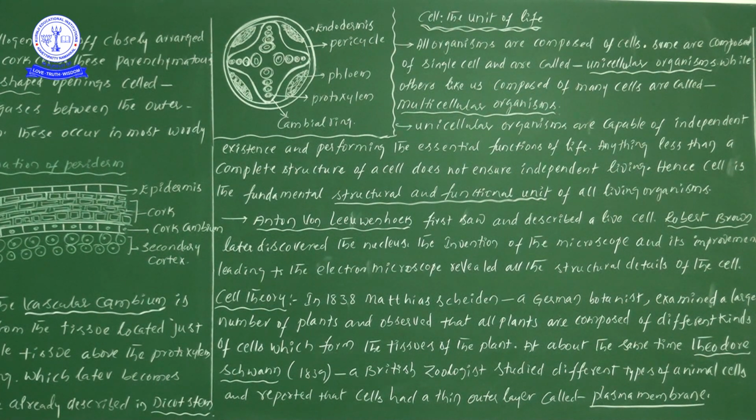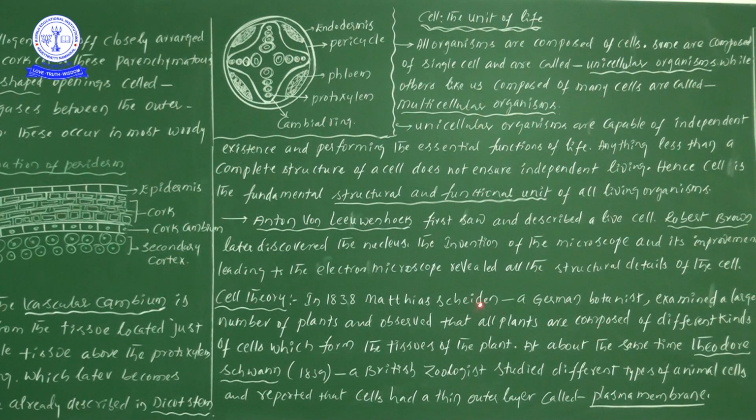examined a large number of plants. And what is the point here? He examined a large number of plants and observed that all plants are composed of different kinds of cells, which form the tissues of the plant. It is easy to understand, nothing to explain.